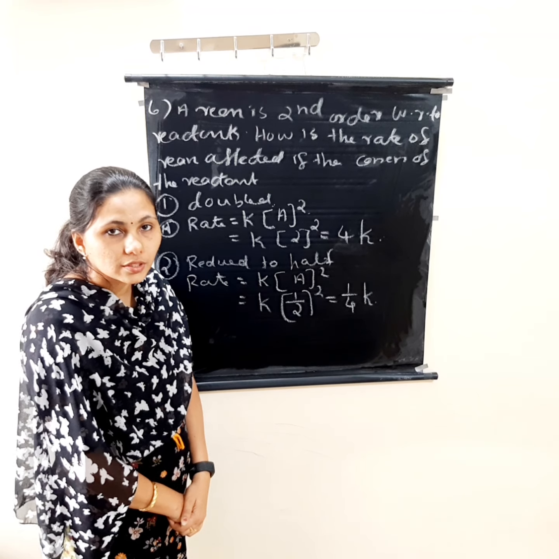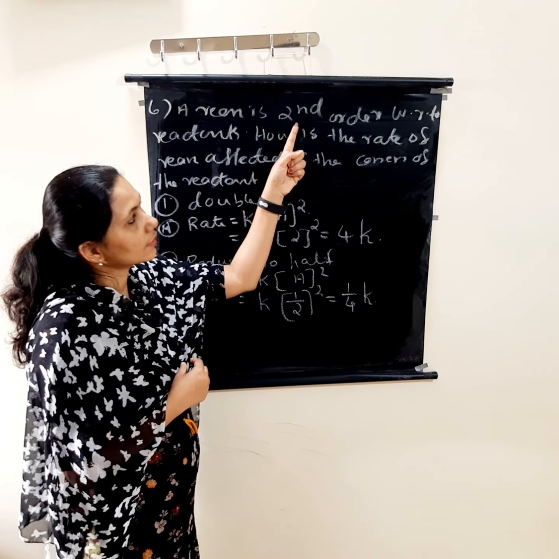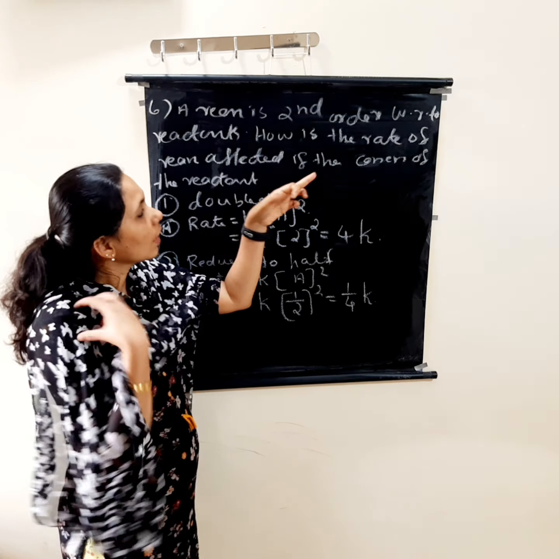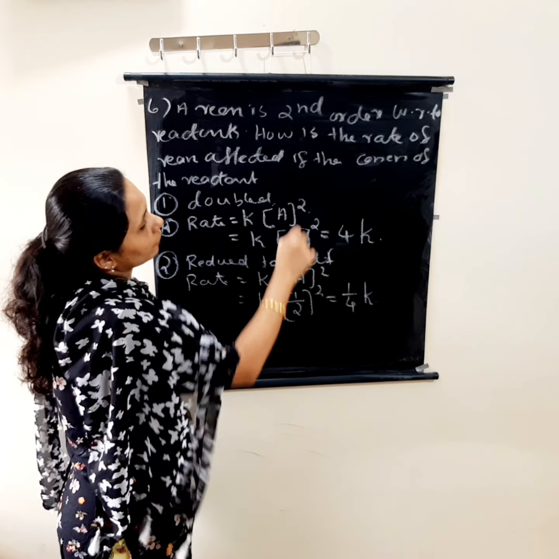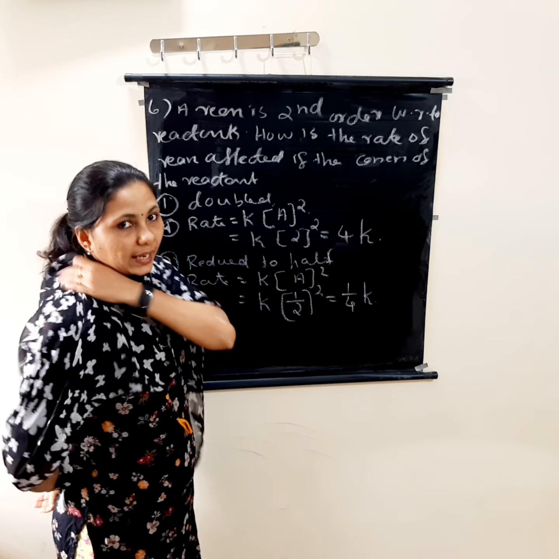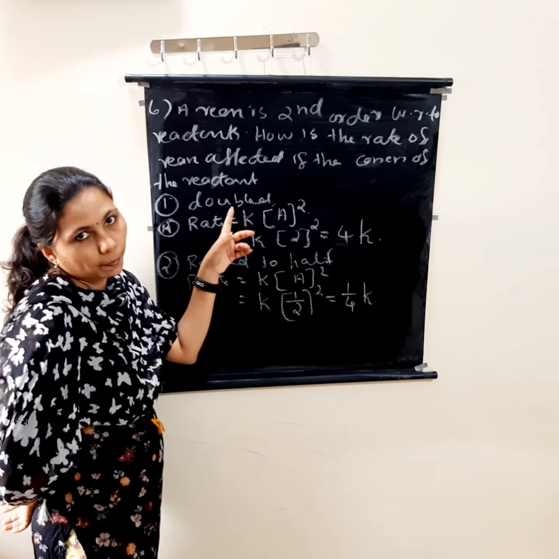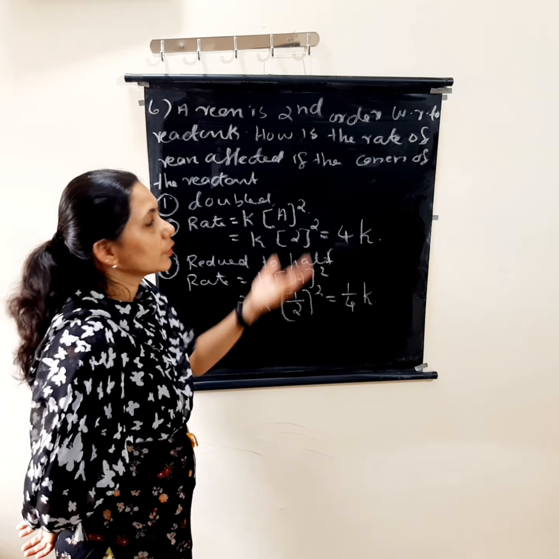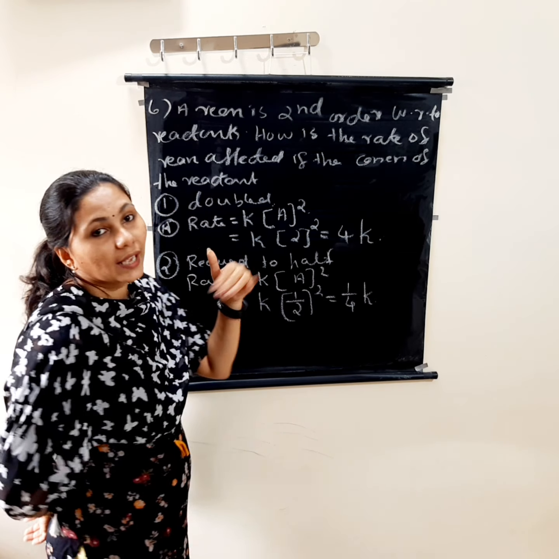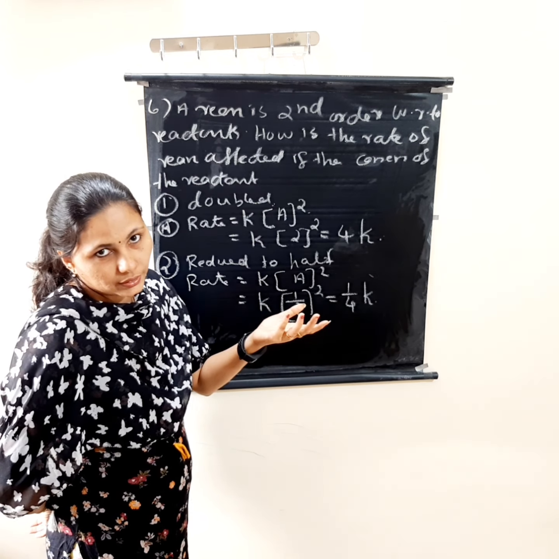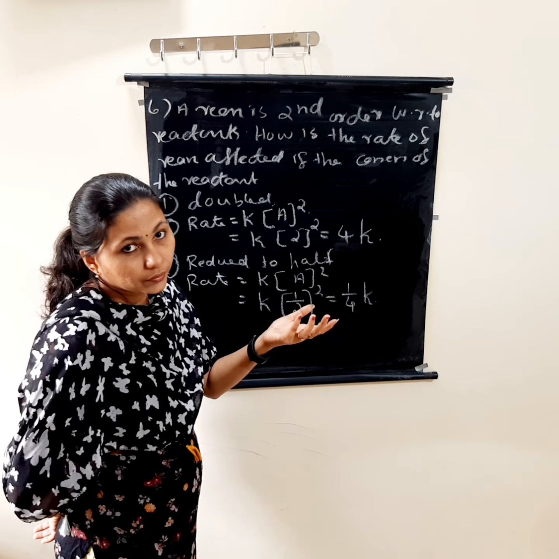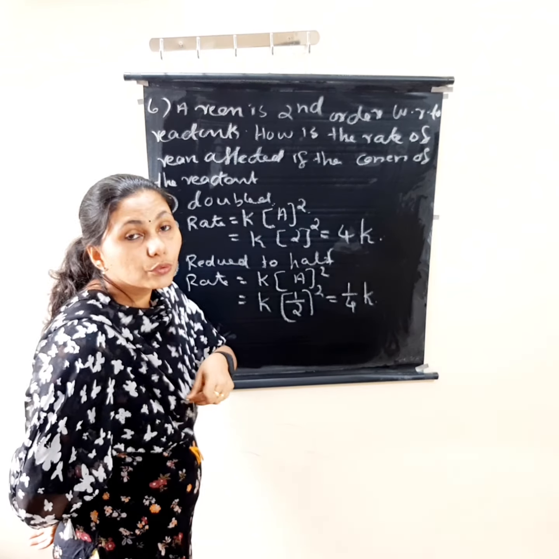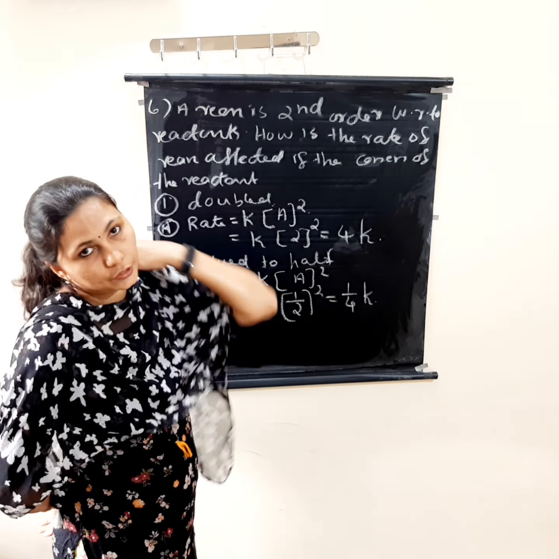Clear? Last problem: a reaction is second order with respect to the reactant. How is the rate of reaction affected if the concentration of the reactant is, first case, doubled? So this reaction is based on which one? Second order. And they are giving two conditions. If the concentration of the reactant is doubled, what will happen to the rate of the reaction? You can expect this type of problem. Second condition, if the concentration of the reactant is reduced to half, then what will happen to the rate of the reaction?